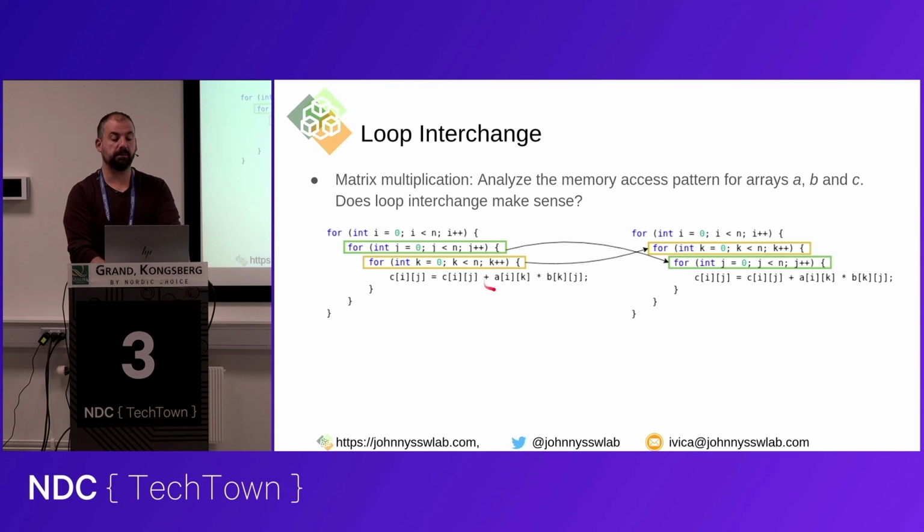So what is the memory access pattern of A of ik? Sequential, and this one, strided. Yes, because for B of kj, there is a certain stride here.